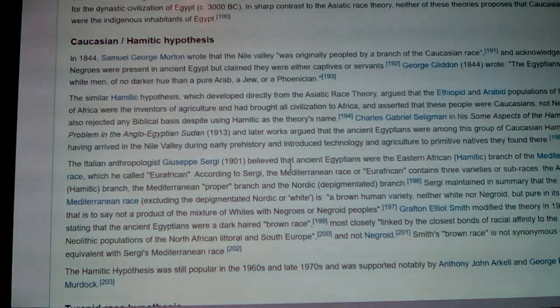Sergi maintained in summary that the Mediterranean race, including the depigmented Nordic or white, is a brown human variety, neither white nor Negroid, but pure in its elements, to say that it is not a product of the mixture of whites with Negroid peoples. So in other words, it's not an admixed thing. There's just these real tan people that are down here.